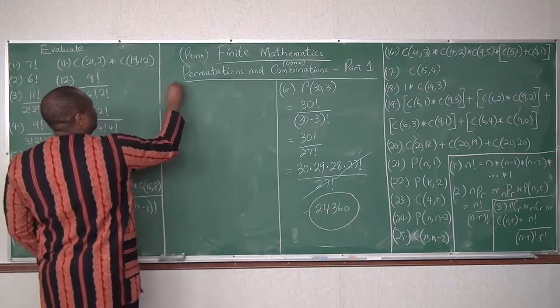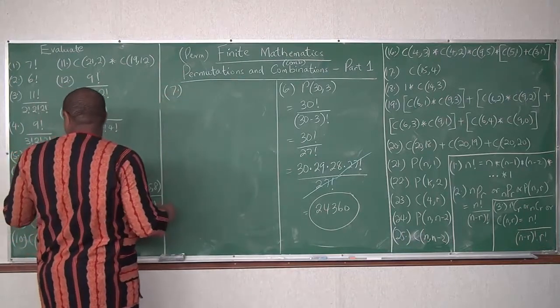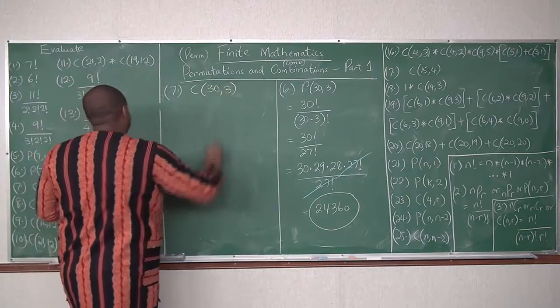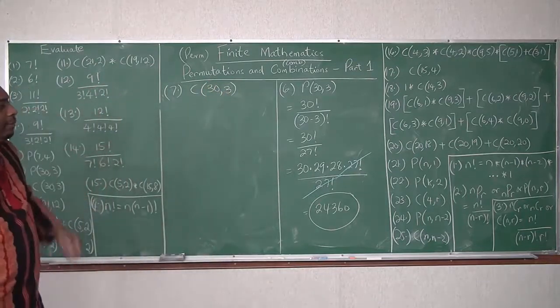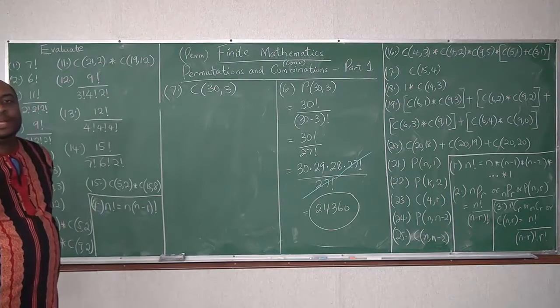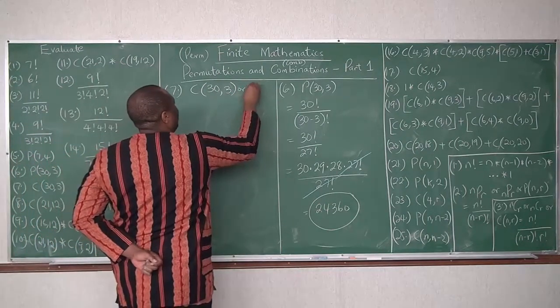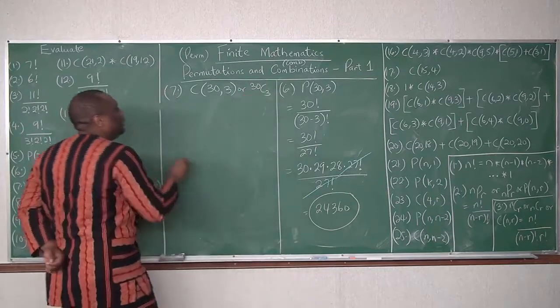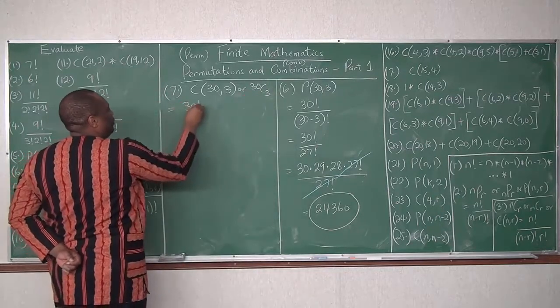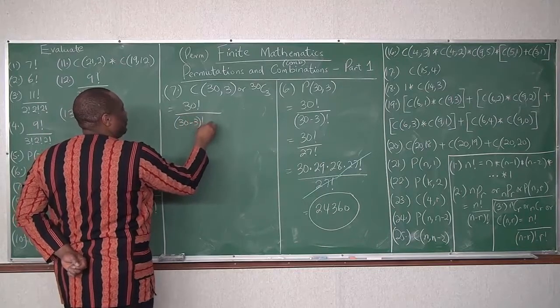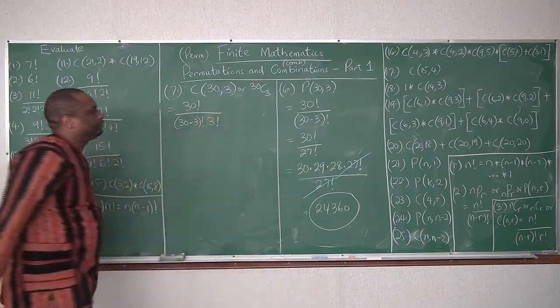Question 7. This one is now 30 combination 3. So this is 30 factorial over 30 minus 3 factorial, 3 factorial.